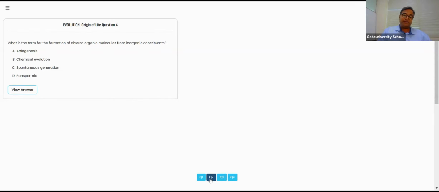Now we are entering into question number 2. Which elements were among the first to form after the Big Bang theory? Of course, hydrogen and helium. Hydrogen and helium.